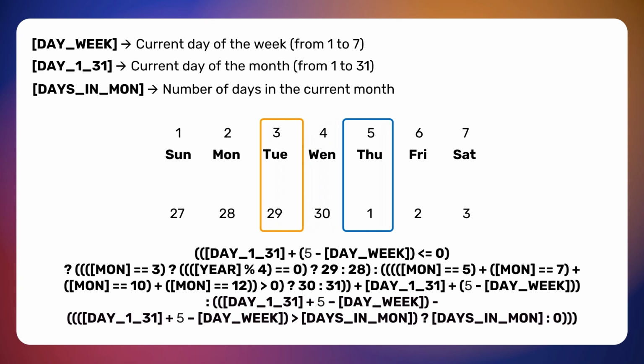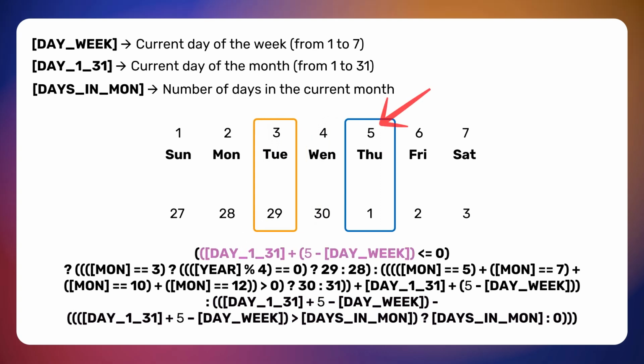Let's test some cases. 29 plus 5 minus 3 equals 31. 31 is greater than 0, so we fall in the otherwise part of the expression. This part is the same expression, which returns 31. Then we check if 31 is greater than the total number of days of the current month, which is 30. So, this expression is true. In this case it returns 30, which will subtract from 31, which gives us 1, the correct day for Thursday.